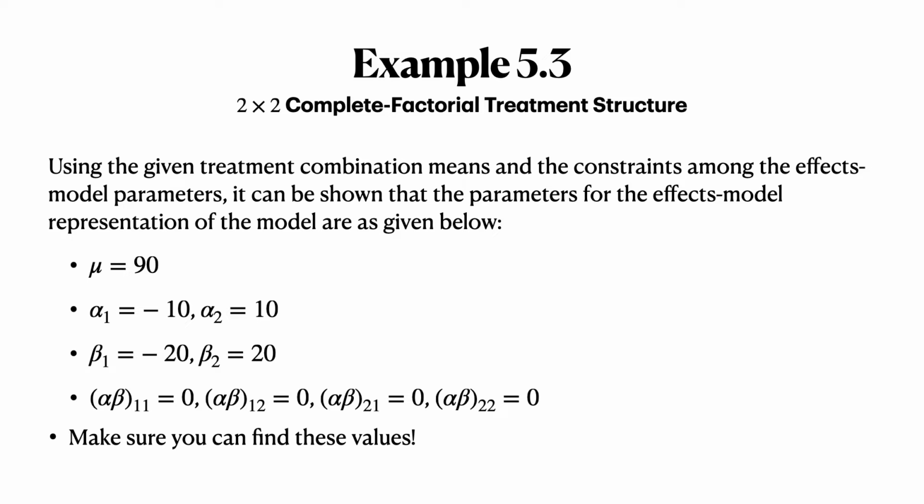So mu, the arithmetic mean of the 4 treatment means, is equal to 90. Alpha 1 is equal to negative 10, and alpha 2 is equal to positive 10. Beta 1 is equal to negative 20, and so beta 2 is equal to positive 20. And then all of the alpha beta ij's turn out to be 0. So make sure that you can derive these values for the effects model parameters given a set of treatment combination means.